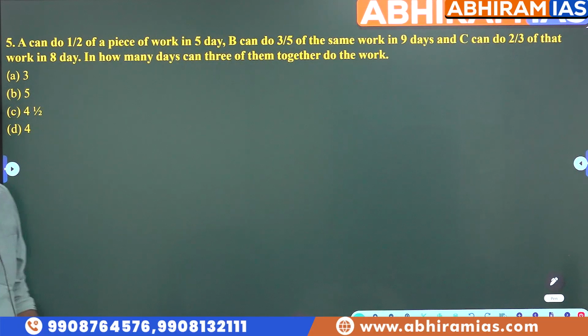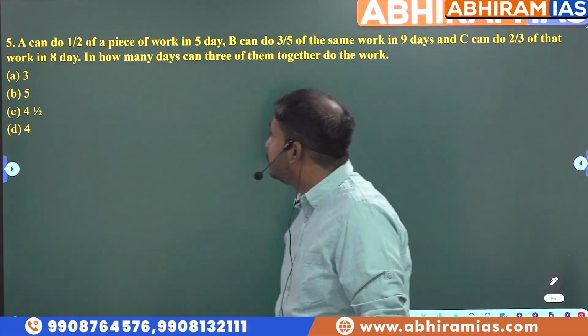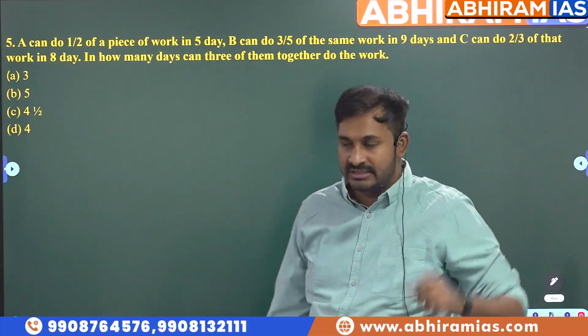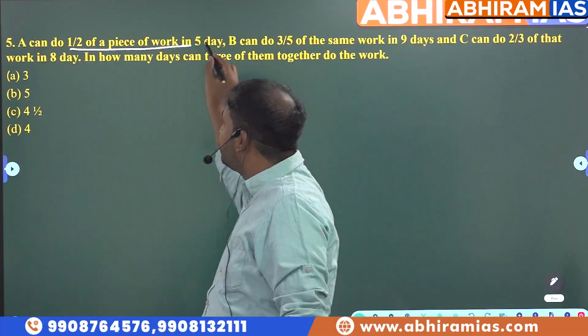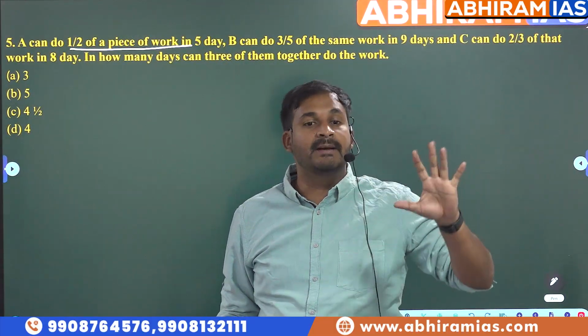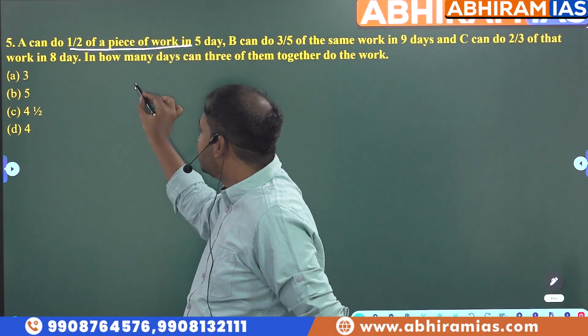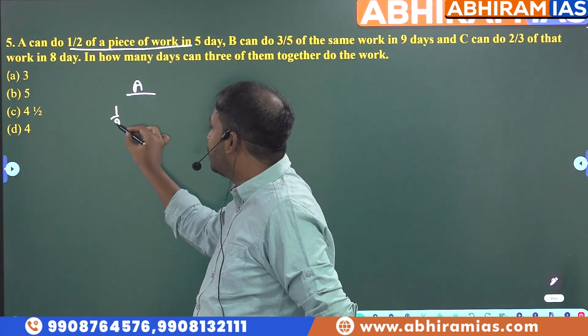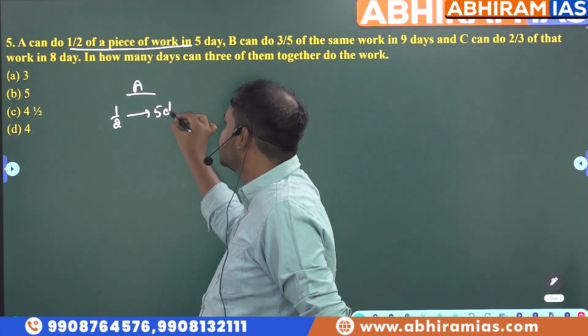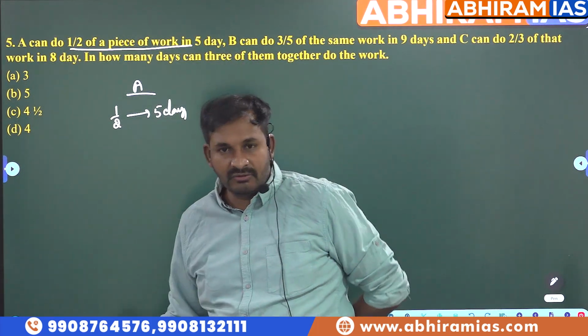A can do the work in how many days? A can do 1 by 2 of a piece of work in 5 days. Here they have given us portions of work. So first of all, we need to find the complete time. When it comes to A, he can do 1 by 2 of the work in 5 days.